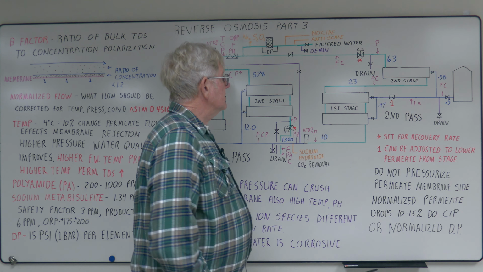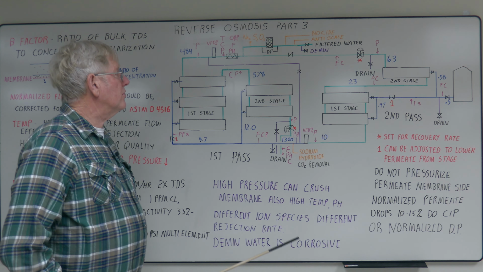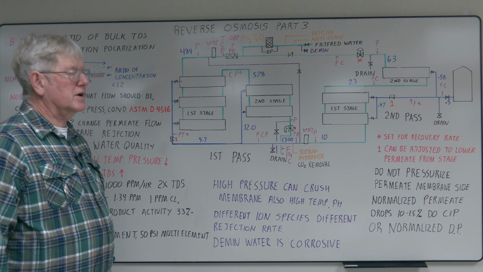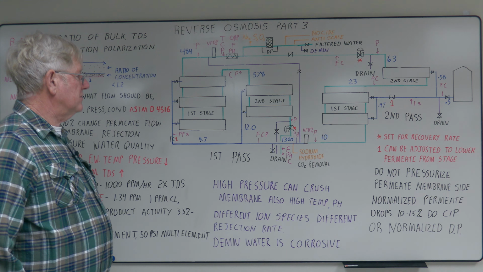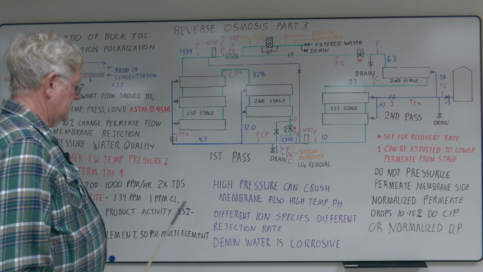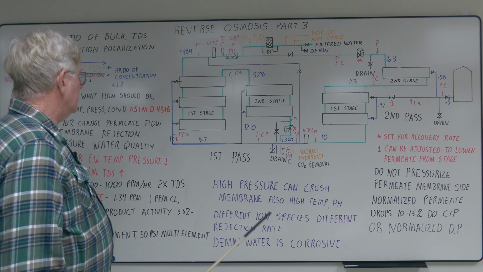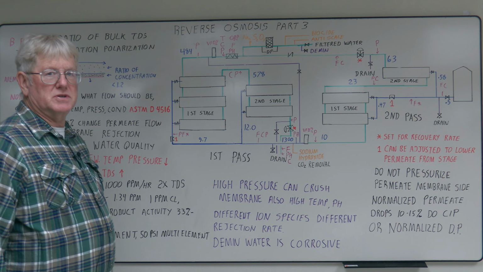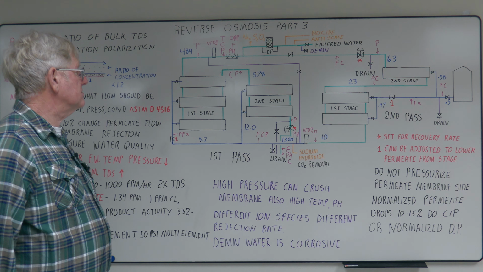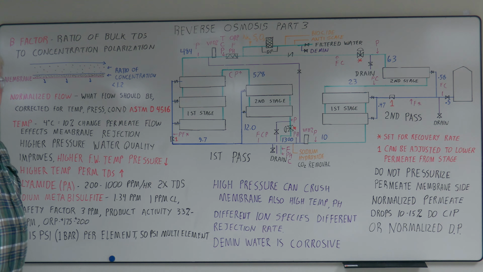And that concludes this one on RO. Like I say, number 4 will be pictures of an RO unit. And then probably 5 will be on cleaning the ROs, doing a CIP and maybe autopsies on the membranes and stuff. Anyhow, that concludes this one. Thank you.